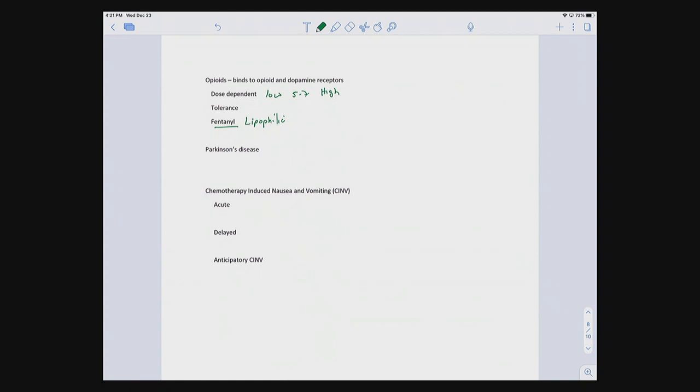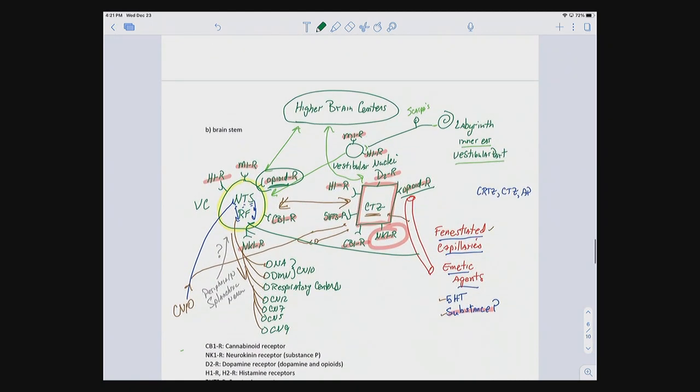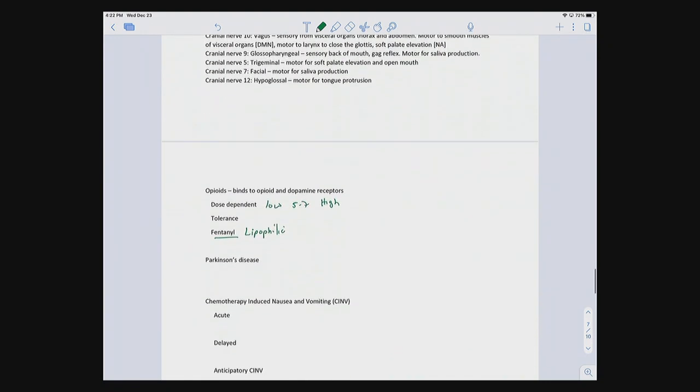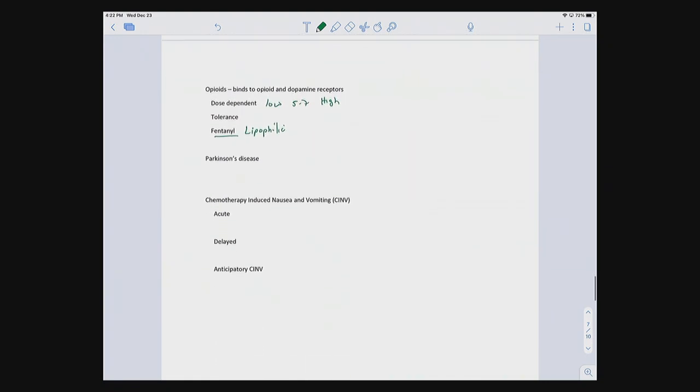Another thing that I would remind you of is that up in the labyrinth in the inner ear, those cells there also have opioid receptors. So opioids can interact with the inner ear and also cause emesis and nausea. Although it's probably redundant because the opioid interacts so strongly with the central trigger zone, I don't know that the opioid interaction with the inner ear is going to be adding much of anything.